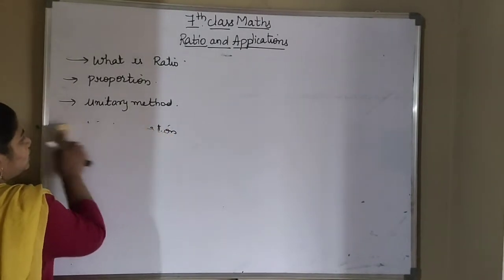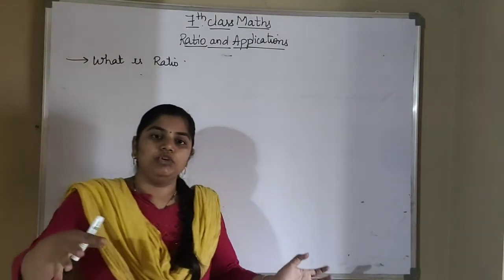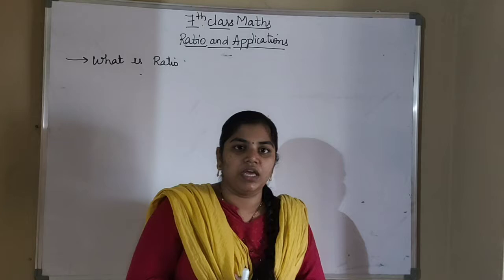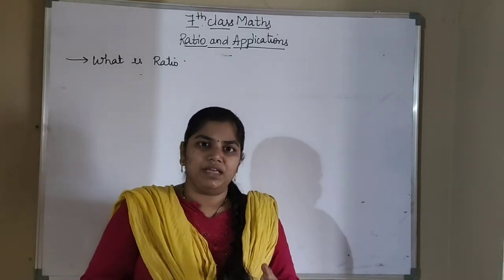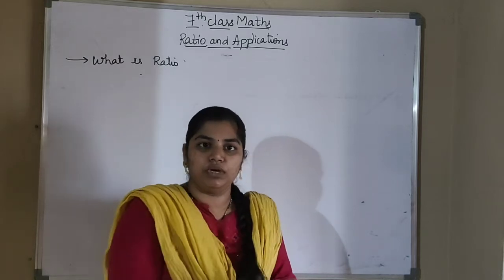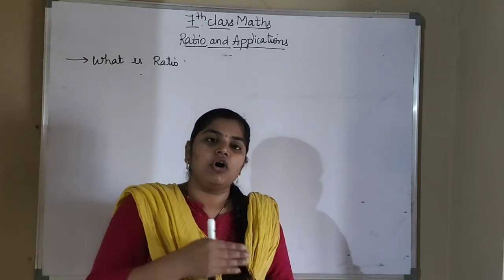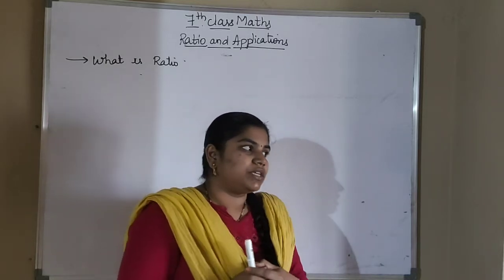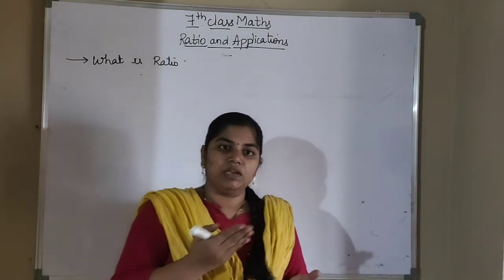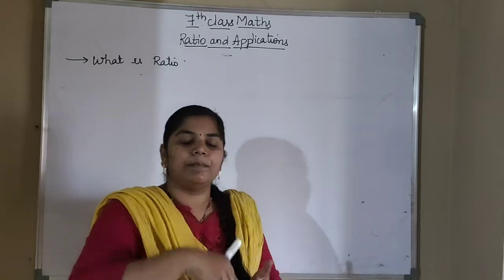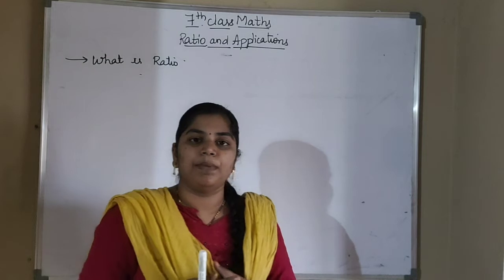So first, what is ratio? We will learn. You will always be comparing your heights and weights with each other. If you are comparing, you will compare height with height only and weight with weight only. You will not compare height and weight. So what is ratio? Ratio is a comparison of two equal units. If you are comparing height, for the other person also you will compare height only. If you are comparing weight, for the other person also you will compare weight only.